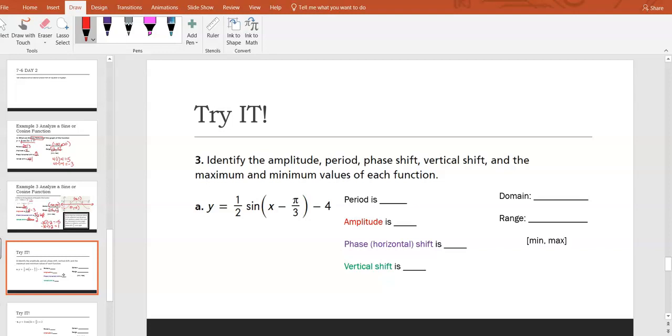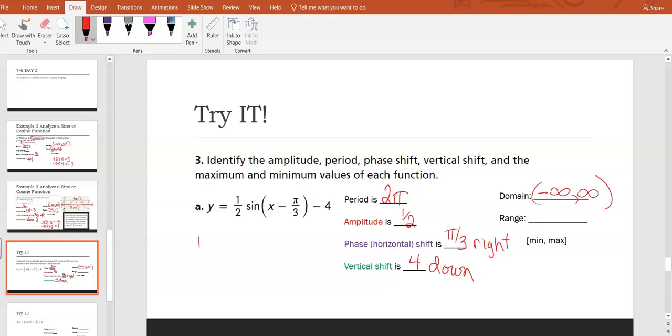And I'll show you, I think I'll graph this one on the calculator because I haven't done that yet. So the period, 2 pi, amplitude 1/2. Oh, that means, wait a minute, amplitude of 1/2, that's going to be really thin, right? The phase shift is pi over 3, and minus means I'm going to the right. And -4 means I'm going 4 down. Once again, the domain would be negative infinity to positive infinity.